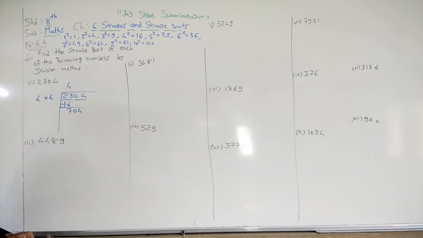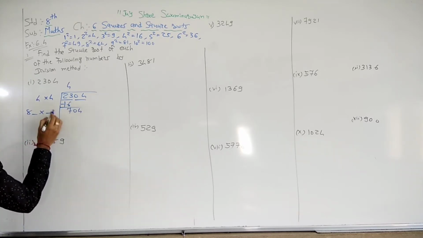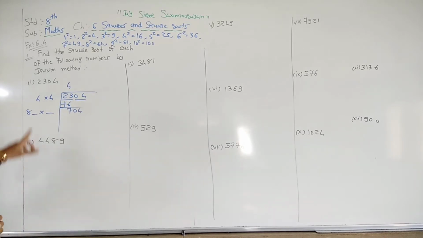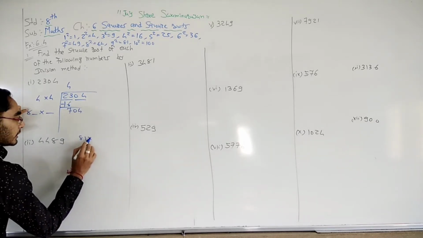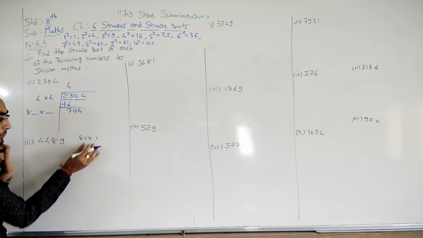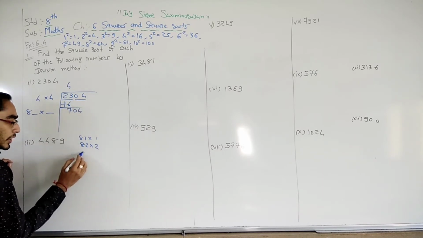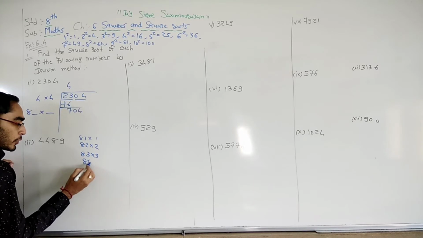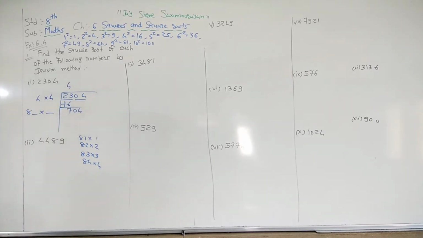Multiply this answer by 2. So 4 multiplied by 2 is 8. Write down 8 here. Now one space is blank. Here we need to put a single digit, 0 to 9. But whatever digit we put here, we need to put the same digit there. If I put 1, so 81 into 1. If I put 2, so 82 into 2. If I put 3, so 83 into 3. If I put 4, so 84 into 4, and so on.